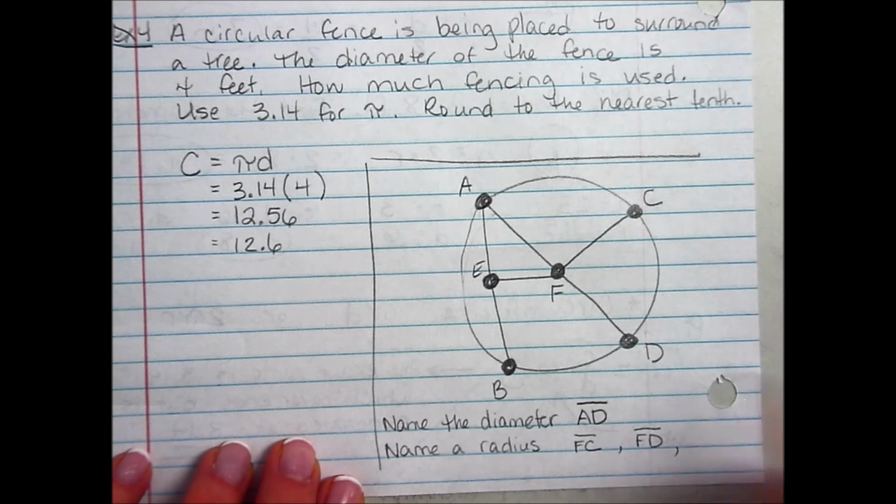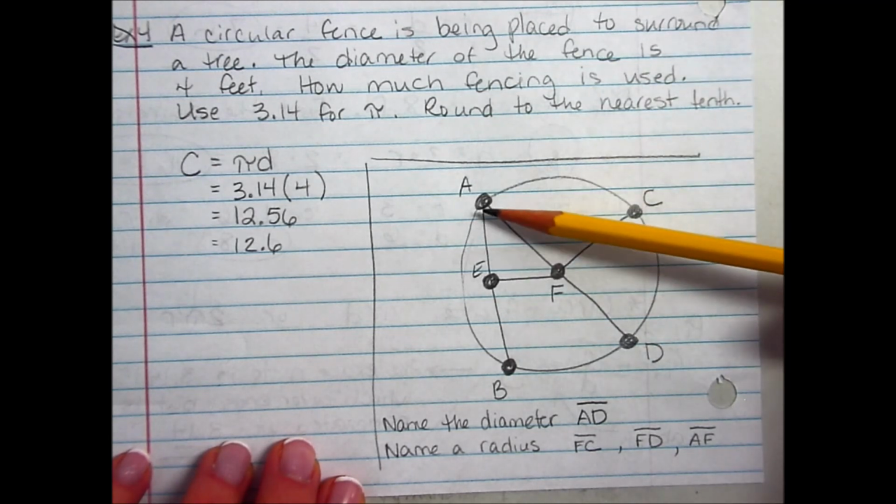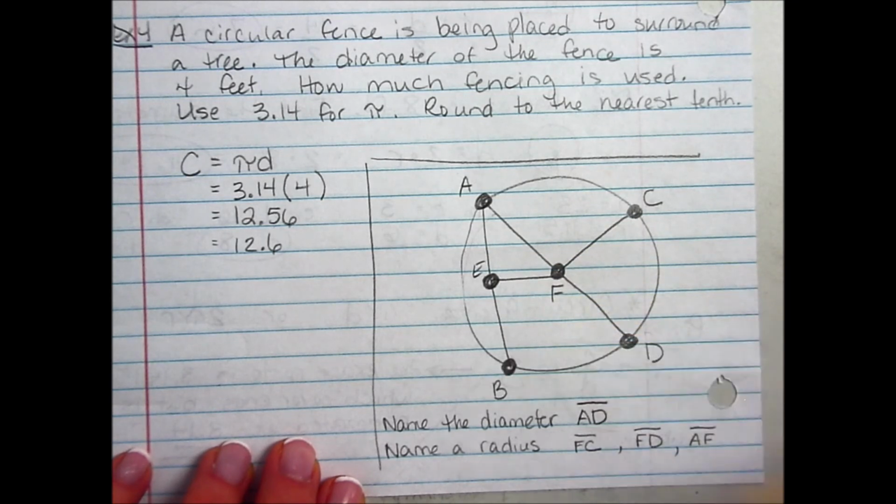Shelby? Okay, good. What about segment AB? Is it a diameter? Yes. It goes across. Does it meet all the requirements for diameter? No. It goes across, but it does not go through the middle. So it's not a diameter. Also, they might say name the circle. If you see that, you would just call it circle F. You go by that center.